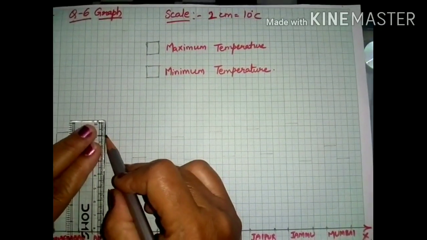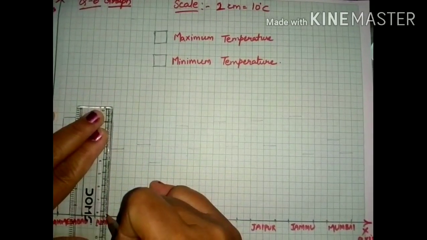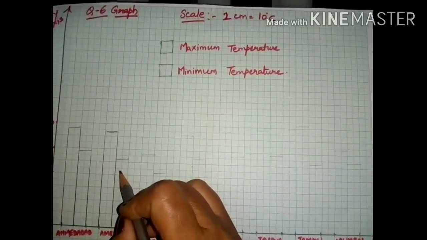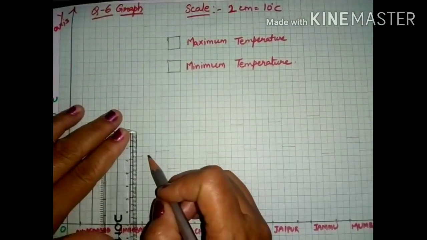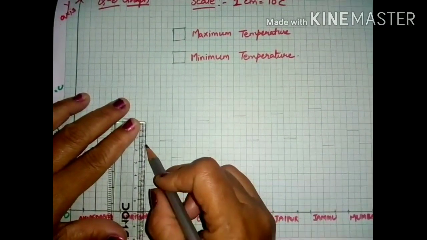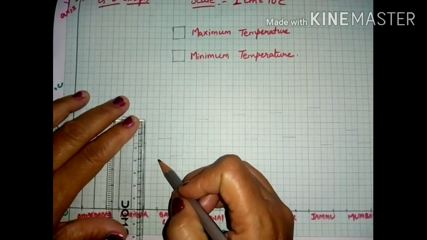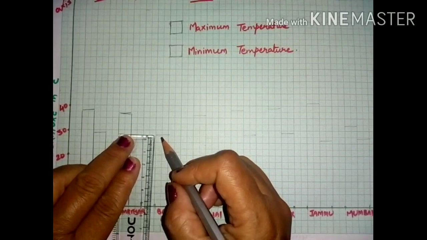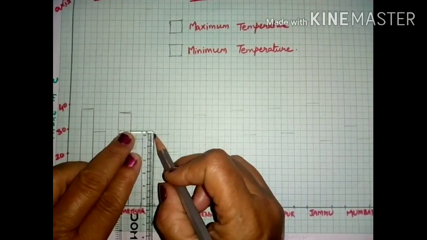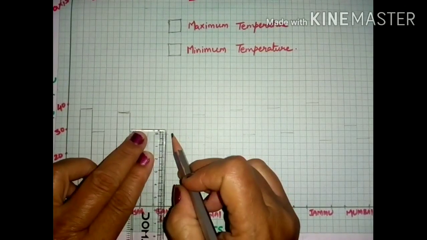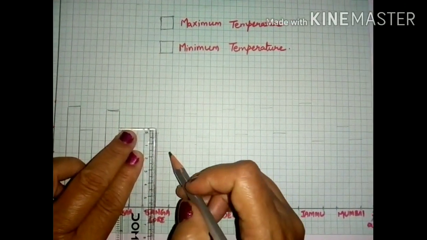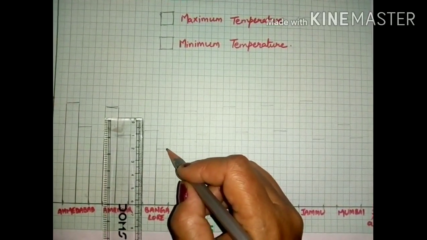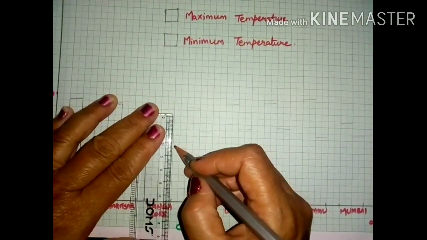See the first bar, and the second is 26 degrees C. So 26 means 20 plus 6, 6 twos are 12 divisions. So 26 degrees C will come here. Then Bangalore is 28 degrees C and 21 degrees C. So 28 means 20 plus 8, 8 twos are 16. So 16 divisions after 20 we will take. This is the first bar. Now the second bar. Here 21 means 20 plus 1, 1 two is 2. So 2 divisions we will take further.